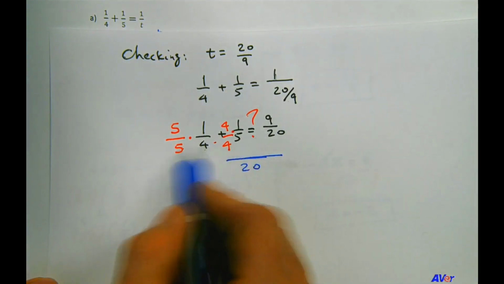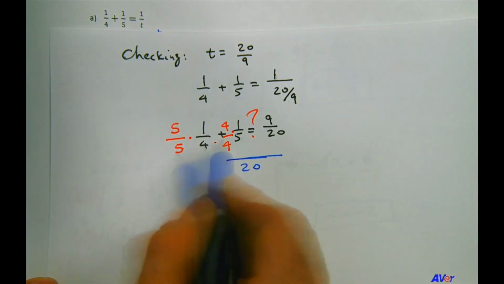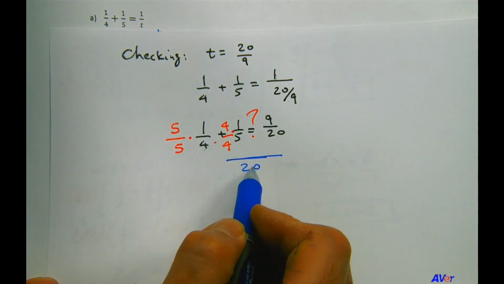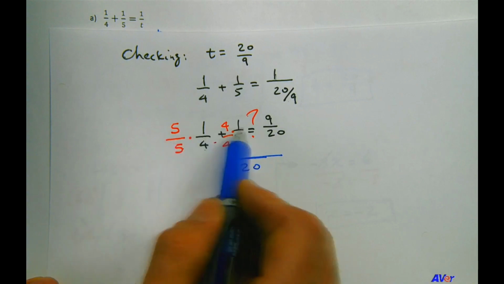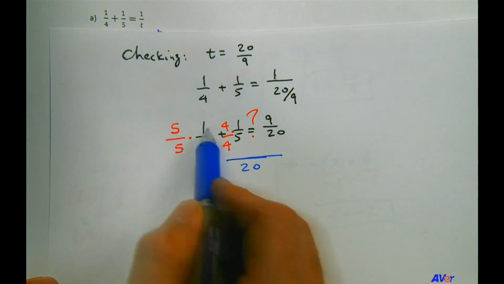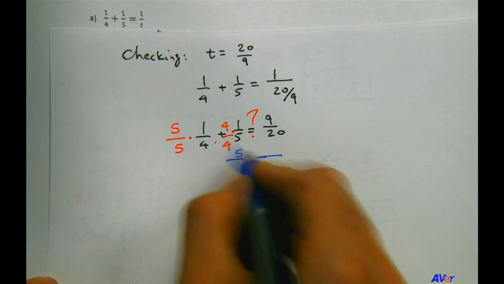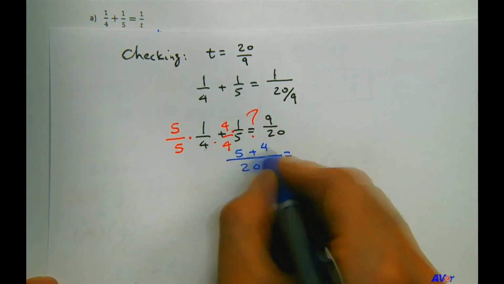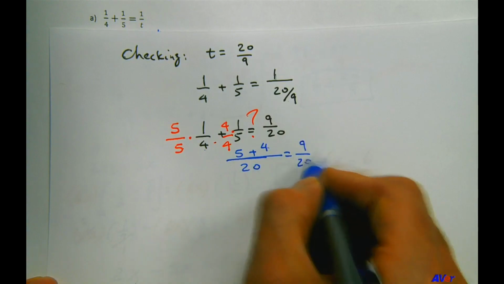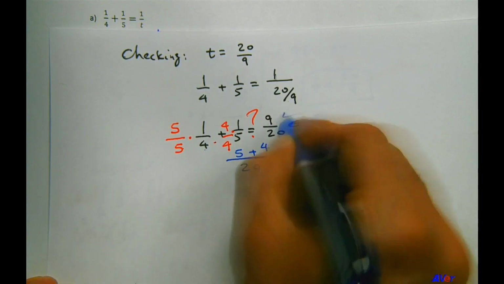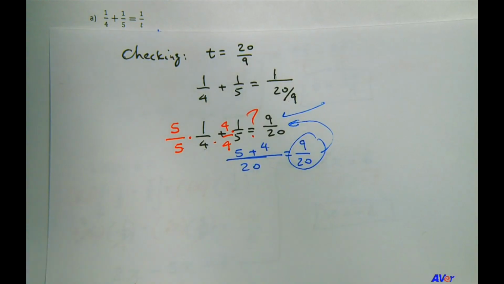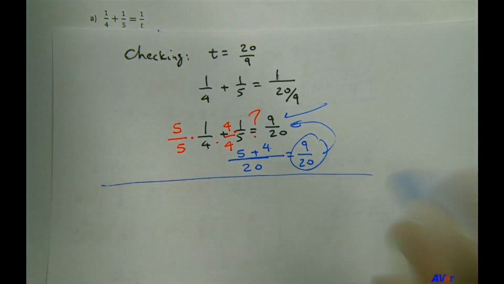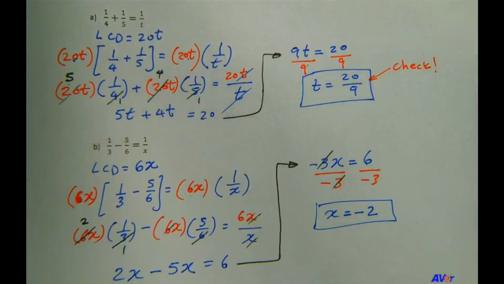We end up with 20 for both fractions, which is equal to the common denominator, which means we can now add the numerators. 5 times 1, 5, plus 4 times 1, 4. 5 plus 4 is 9 over 20. Is that equal to this? Yes. So it checks out. Okay? Our number checks out. We're good. So we can accept that answer.